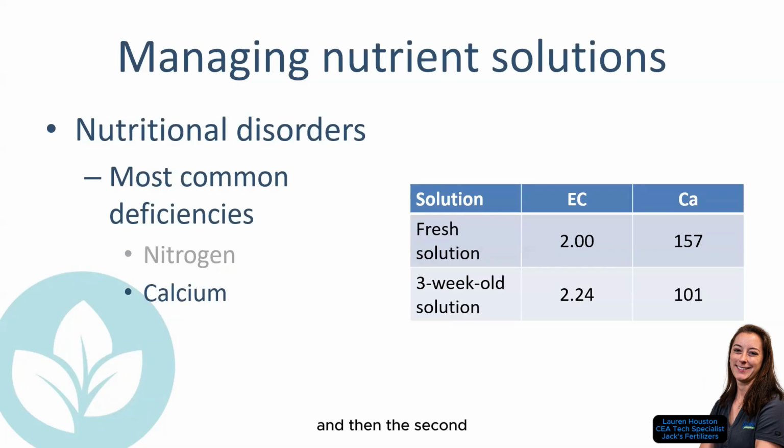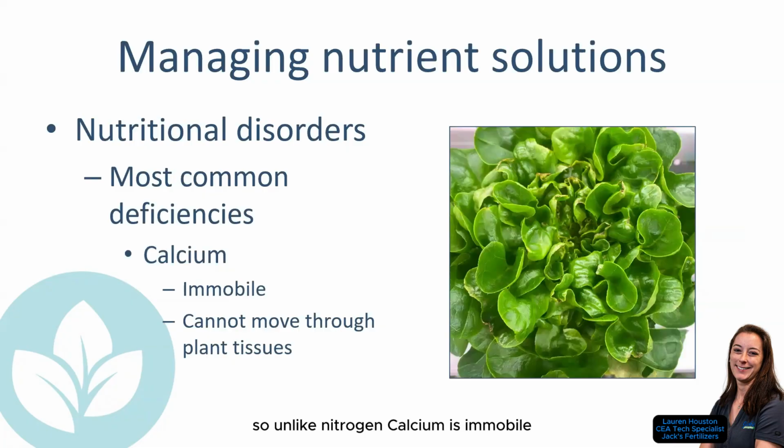And then the second most common nutritional disorder that I see in hydroponic leafy greens is going to be calcium deficiency. So just like with the nitrogen, even though this particular grower was maintaining this EC set point, the calcium was dropping over time. Unlike nitrogen, calcium is immobile, which means that the plant cannot move it from older tissues to younger tissues. So whenever you start to see a calcium deficiency, you're going to see it in the newest growth first.